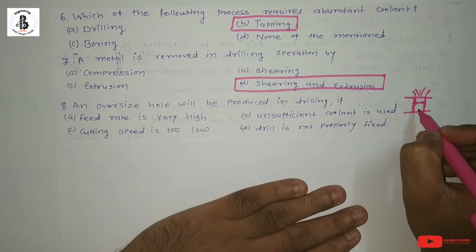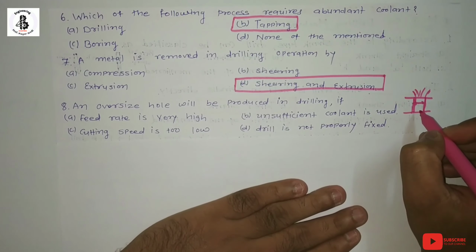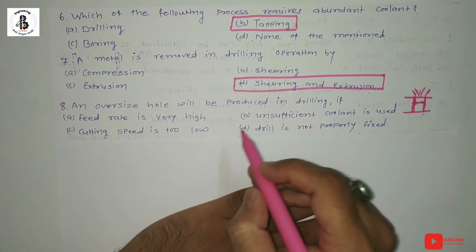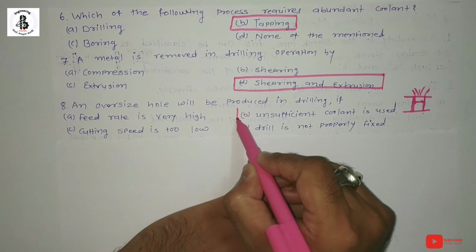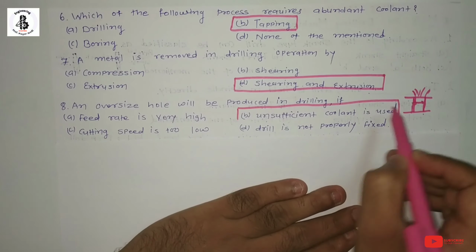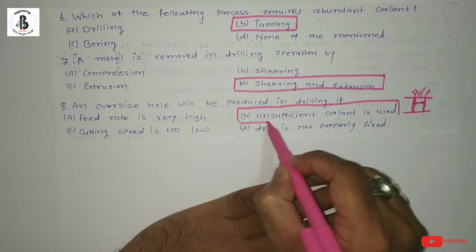So an oversized hole will be produced in drilling if you can't control the proper coolant. Then the answer is B. Insufficient coolant causes an oversized hole.